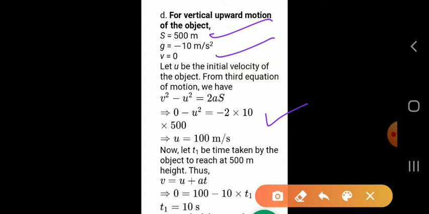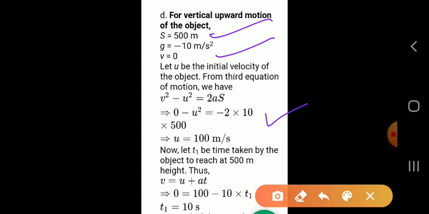Instead of A we have to write G because it is due to the gravitational force. So U will be 100 meter per second. Now let T1 be the time taken by the object to reach the 500 meter height. Therefore V is equal to U plus AT, so 0 equals 100 minus 10 into T1. Therefore T1 will be equal to 10 seconds.